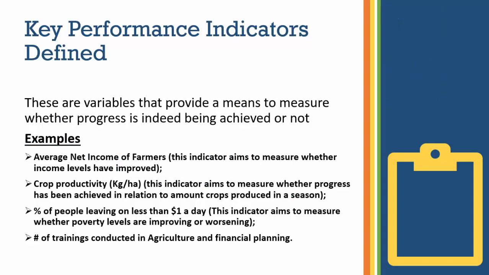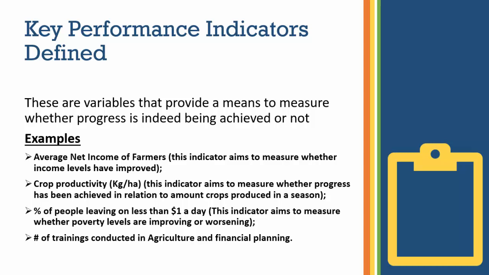Okay, so before I dive into this, just briefly, I know you may have an idea of what key performance indicators are, but for those who don't know, key performance indicators are variables that measure whether progress is indeed being achieved. So we have all these examples: average net income of farmers, crop productivity, percentage of people living on less than $1 a day. All these are examples of indicators. So an indicator just helps you quantify. It helps you get a sense of whether indeed you're moving in the right direction or not. So these are the key performance indicators.